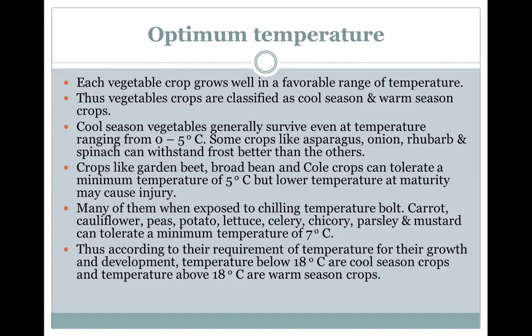So crops like garden beet, broad bean, and cole crops can tolerate a minimum temperature of 5 degrees Celsius, but lower temperature at maturity may cause injury. So there are some crops which can tolerate a minimum temperature of 5 degrees Celsius. But if the temperature falls below 5 degrees centigrade, then it may cause injury to these crops, right? Many of them, when exposed to chilling temperatures, bolt. So if the temperature falls, bolting may occur, and some other disorders or diseases may occur.